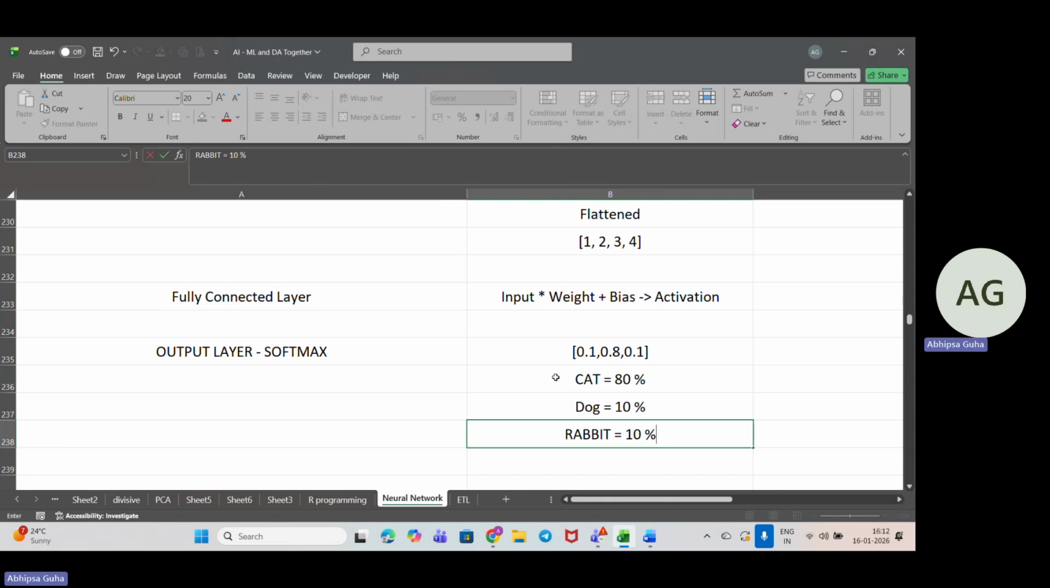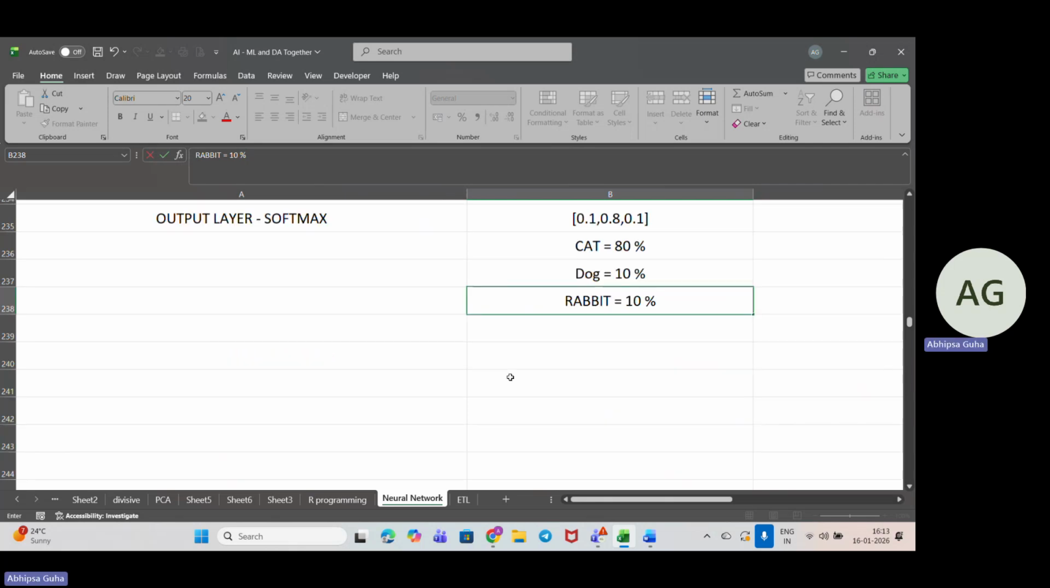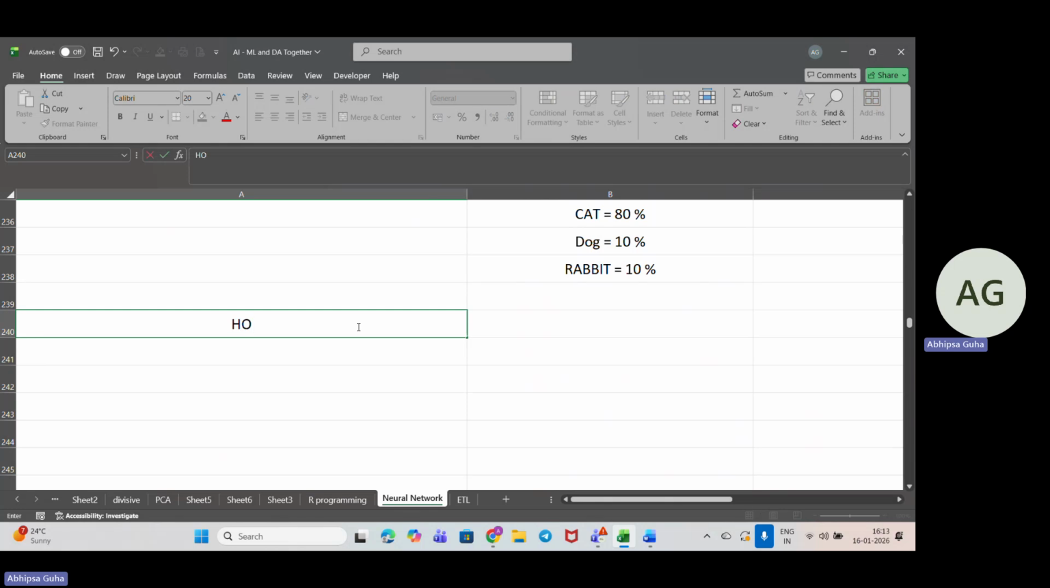Now, CNN training. The layers we have discussed until now are the layers of the neural network, but they need to be trained accordingly. So now we will discuss how the CNN learns, how training happens in a CNN.